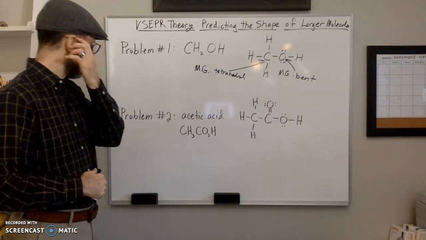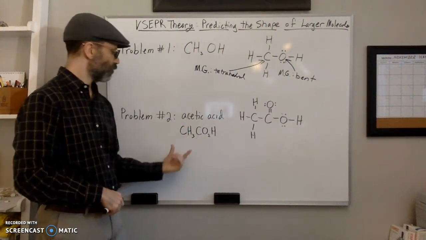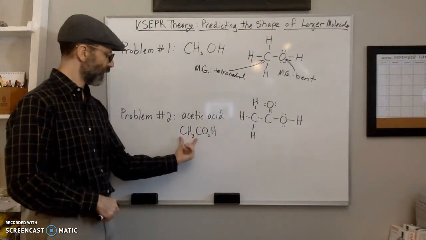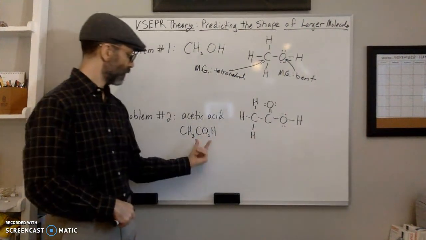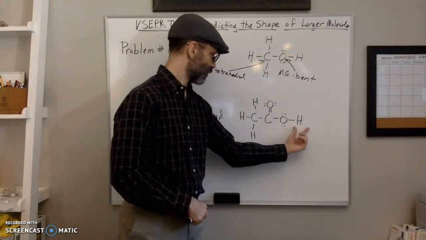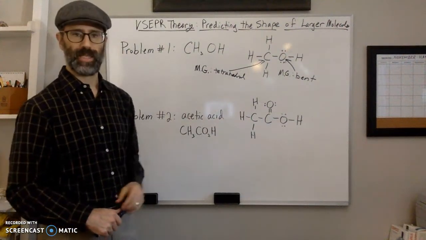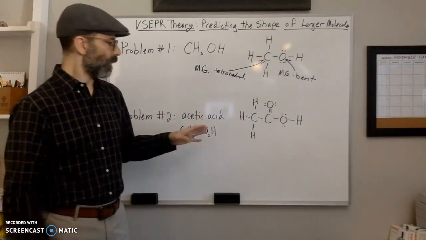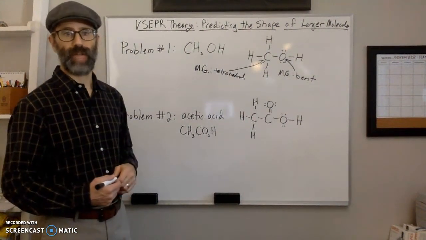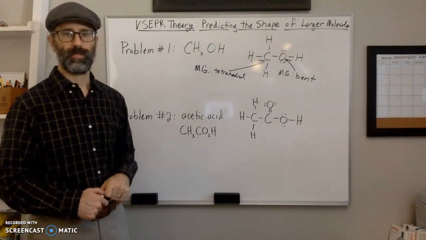So what about acetic acid? Again, this is the formula for acetic acid. You can see that the way it's written here is broken down into chunks: CH3, CO2, and then H. So this is how you draw the Lewis dot structure for acetic acid. Again, you're going to determine the molecular geometry for each of the central atoms, and in this case, we have three central atoms.